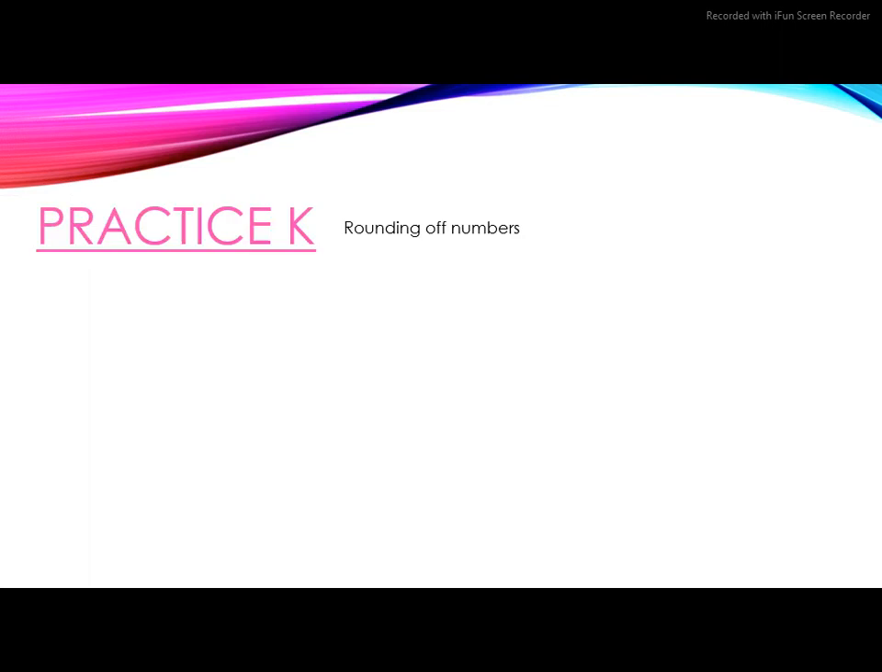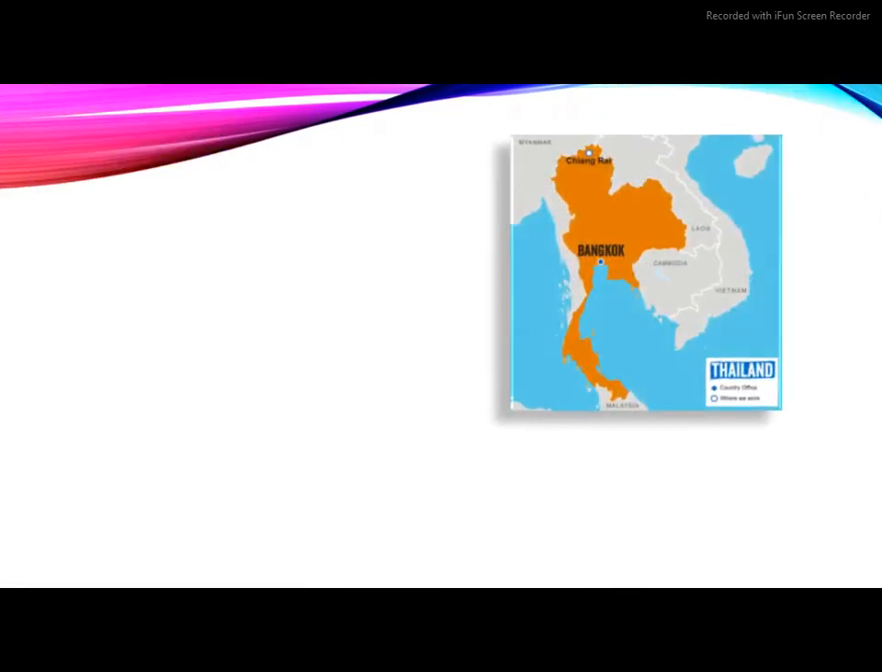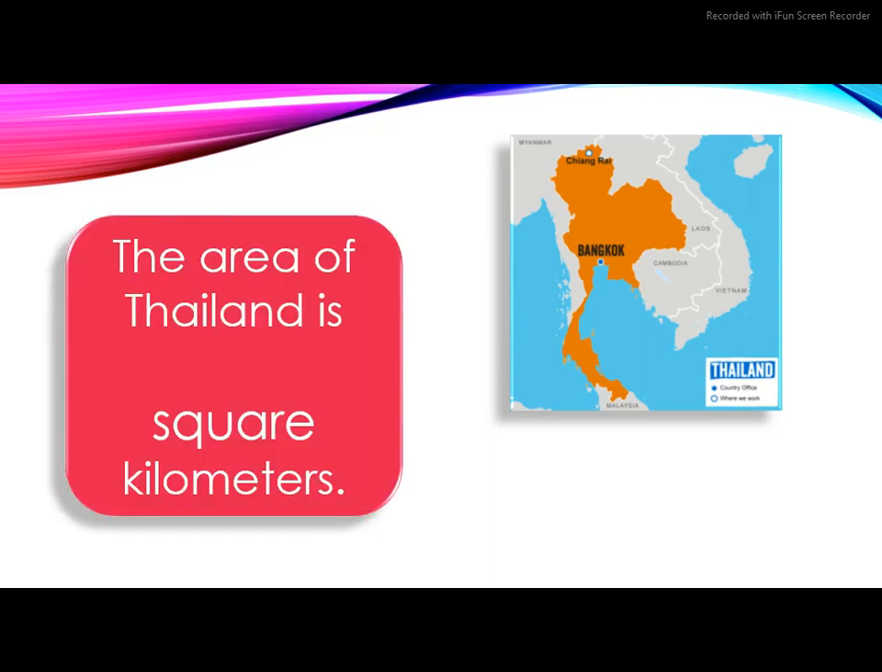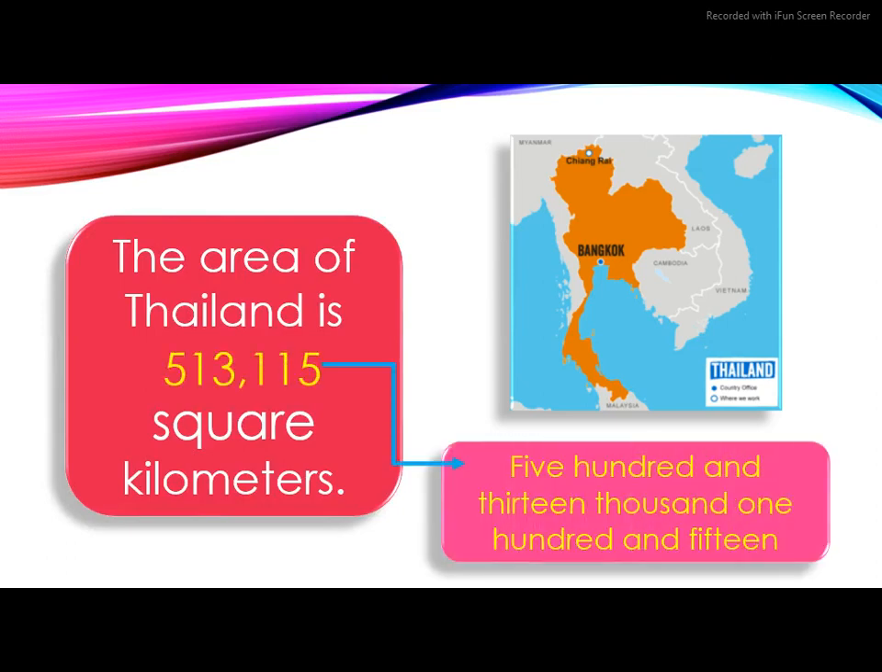Now let me ask you, what do you see in the picture? Yes, it's the map of Thailand. Do you know what's the area of Thailand? Is it greater than 100,000? Yes, it is. The area of Thailand is 513,115 square kilometers.